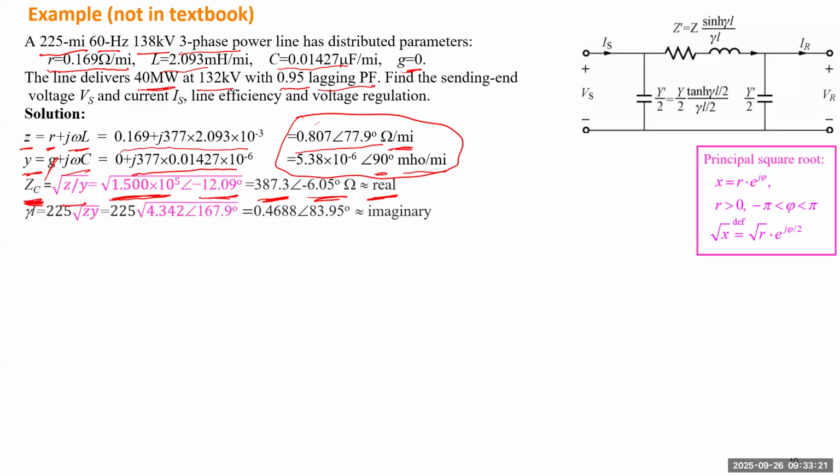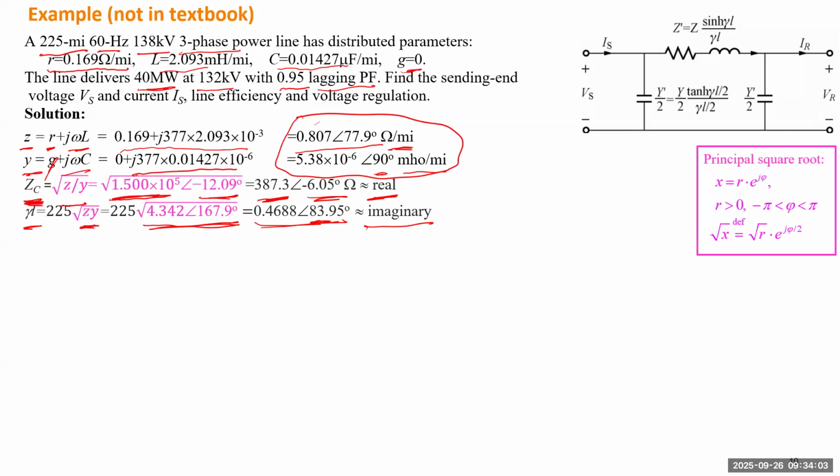Next, we calculate gamma L. Gamma is defined to be the square root of Z times Y, and L is the distance, 225 miles. When you calculate this square root, also make sure to change it to the complex number polar form in the principal square root form, with angle between -180 and +180. Then you calculate the square root. This value has an angle very close to 90 degrees, so gamma L is roughly an imaginary number.